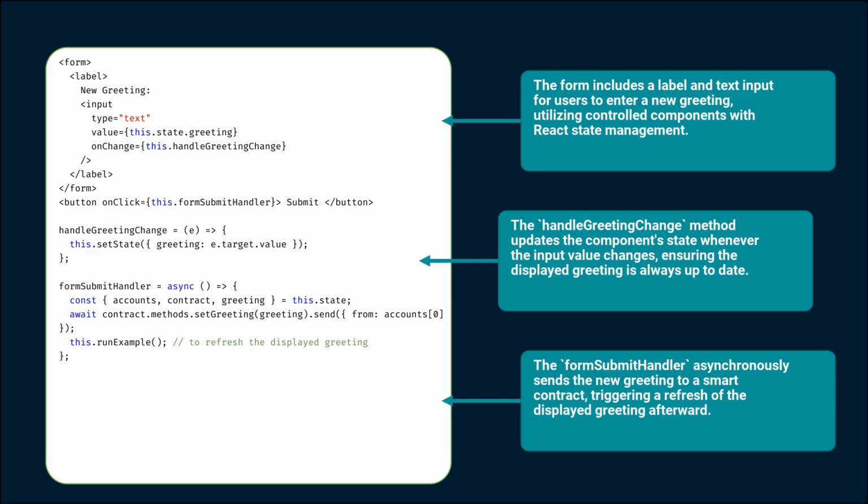Next, we will add a button that users can click to submit their new greeting. When the button is pressed, it triggers the formSubmitHandler method. This method is asynchronous as it interacts with the blockchain. Here, we gather the necessary data, including the user's accounts and the contract instance, and call the setGreeting method from the smart contract, passing in the new greeting. Once the transaction is completed, runExample is called to refresh the displayed greeting on the front end, ensuring that users see their changes reflected immediately. This integration equips users with a straightforward way to interact with the smart contract and update the greeting message on the blockchain.